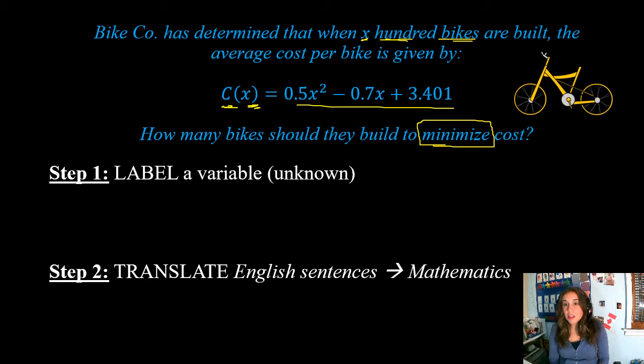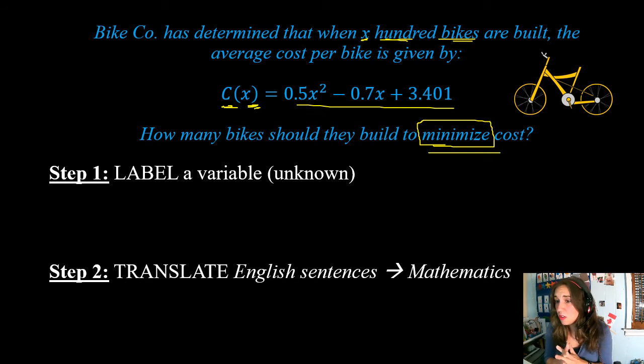And because this parabola is concave up, it's going to be a minimum point. And that's what we're being asked to find. How many bikes should they build to minimize cost? They're asking us for the minimum, the vertex. We know how to find that. We have a lovely formula for it.